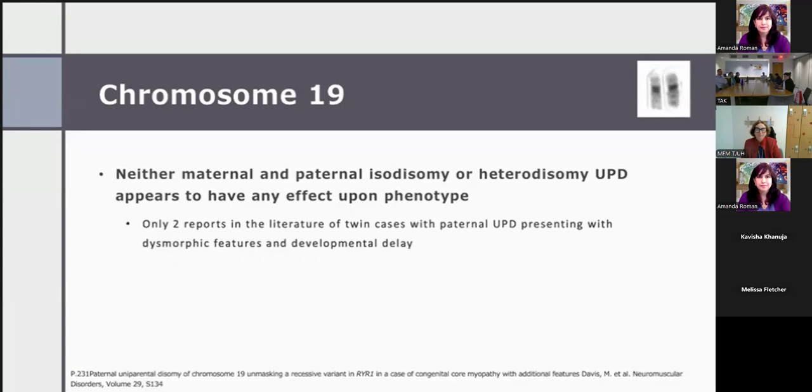Chromosome 19 also does not have any maternal or paternal uniparental disomy effect on the phenotype. There have been maybe 2 reports in the literature of twin cases, interestingly enough, with paternal UPD associated with dysmorphic features in development.